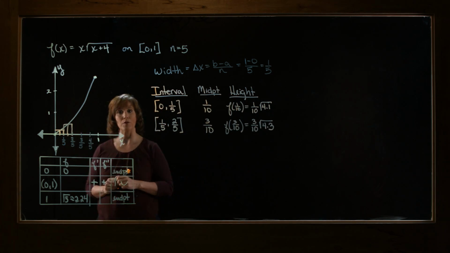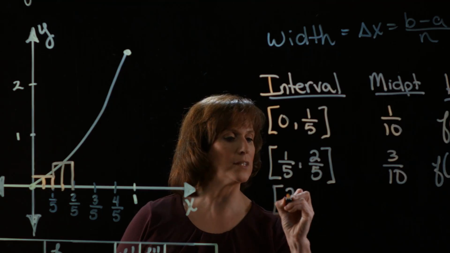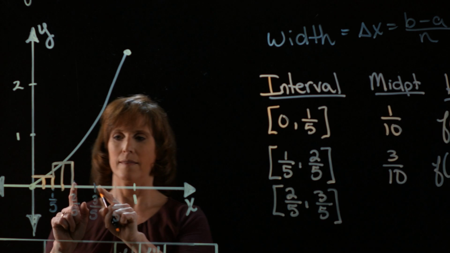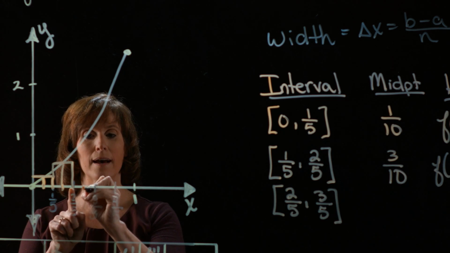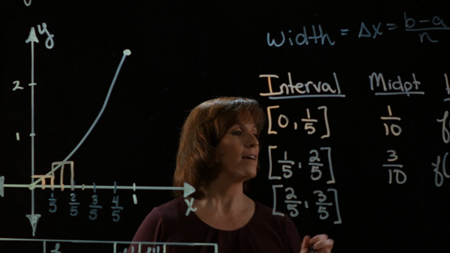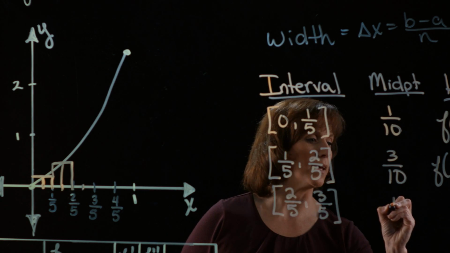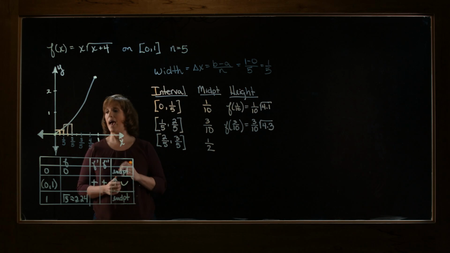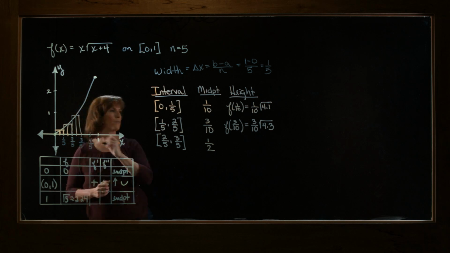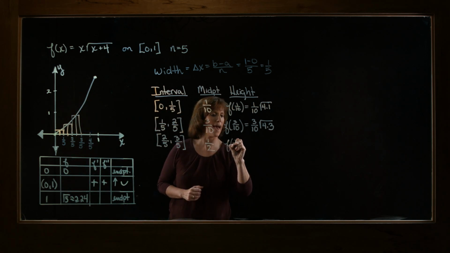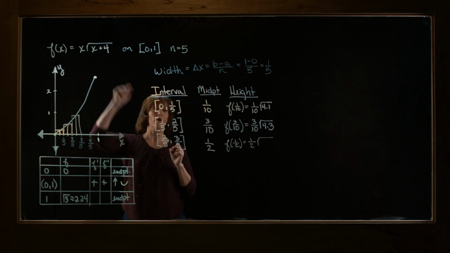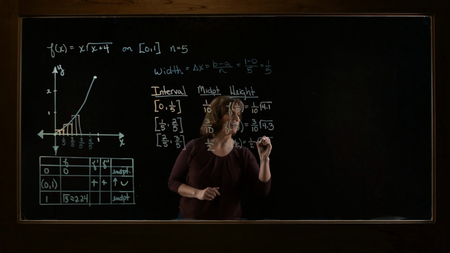Repeating the process for my third rectangle. I'm going to be moving on the interval from 2/5 to 3/5. That's this interval. My midpoint, I'll calculate by adding these two numbers together. So that's 5/5 divided by 2, which is going to be 1/2. And again, the height is going to be f of that value. So I'm going to have f of 1/2, which is 1/2 times the square root of 4 plus 1/2, or in other words, 4.5.